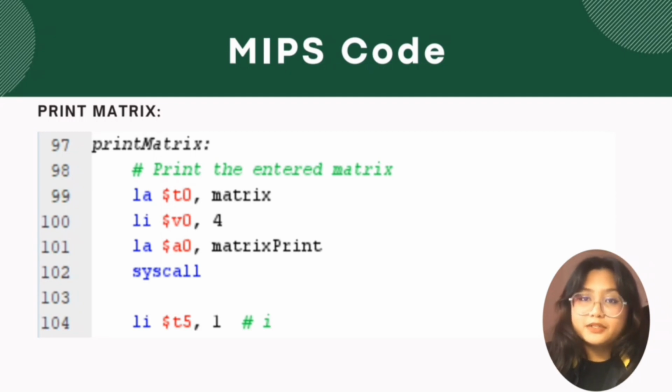So for the print matrix label, it will load the address of the matrix array into register T0, and then it will print out the label of your matrix from the matrix print variable, and then it will initialize register T5 equals to 1, which in terms of C++, it will be the counter I.